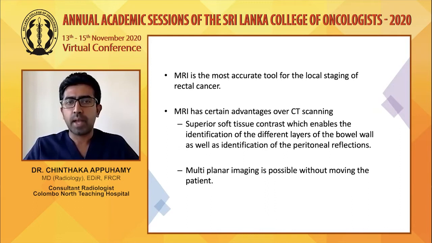MRI is the most accurate tool for the local staging of rectal cancer. MRI has certain advantages over CT scanning: superior soft tissue contrast, which enables the identification of the different layers of the bowel wall, as well as identification of the peritoneal reflections. Multiplane imaging is possible without moving the patient.